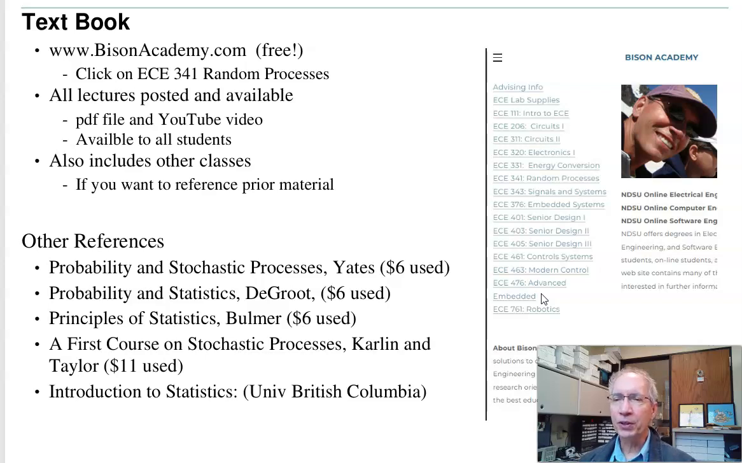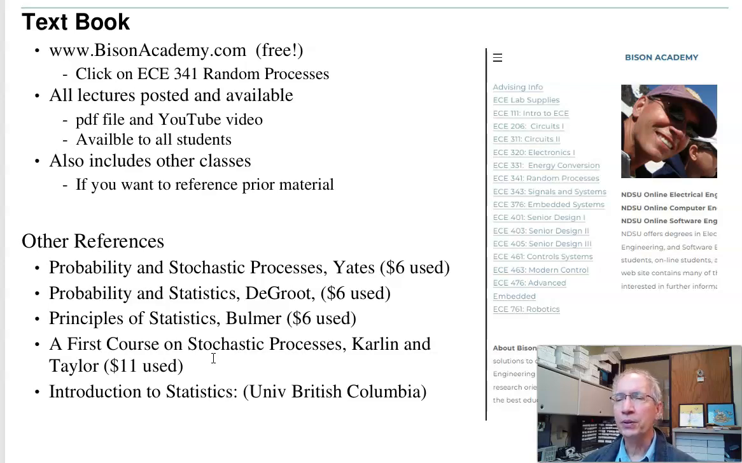If you want other resources, there's plenty of good books on statistics out there. I would just go on to Amazon and look for a used book. Yates has a very good book on statistics. DeGroot has a very good one. Bulmer. These are all terrific references. The version doesn't matter. I would buy a used version. That's the cheapest one you can find. Statistics doesn't change over the time, at least not a whole lot. So if you buy a book that's 5 years old, it's just fine for this course.